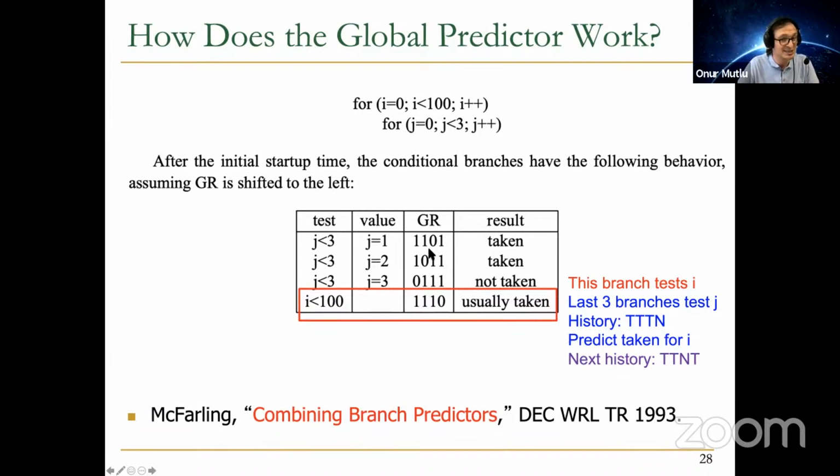Whenever you see the next history register value, 1011, that's also going to be taken because the inner loop is taken definitely at least twice. The third time it's tested, it's not taken. So whenever you see this history 0111, it's going to be not taken.